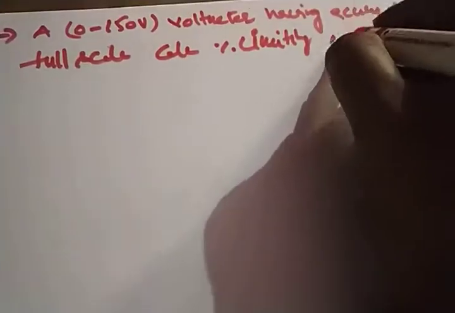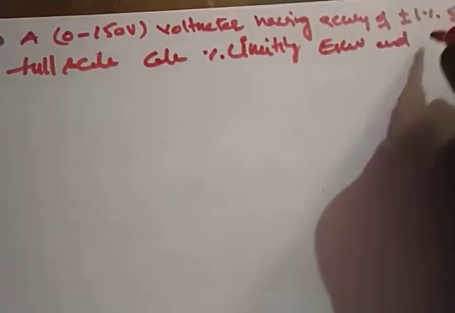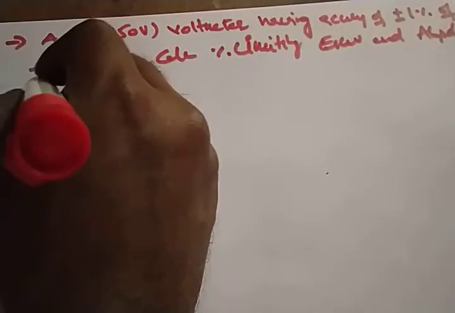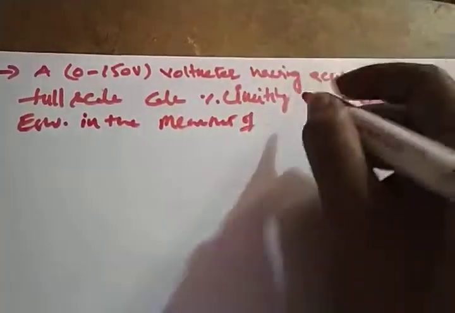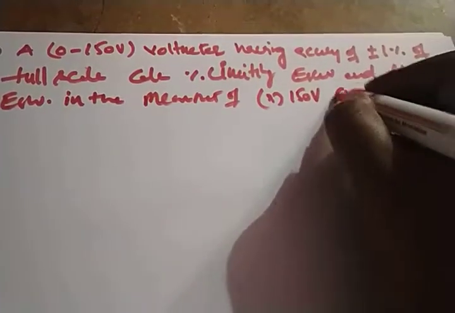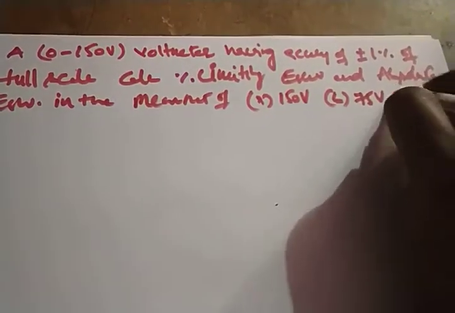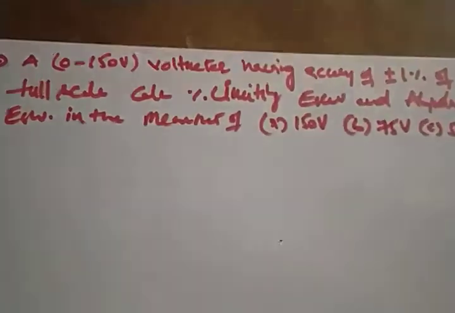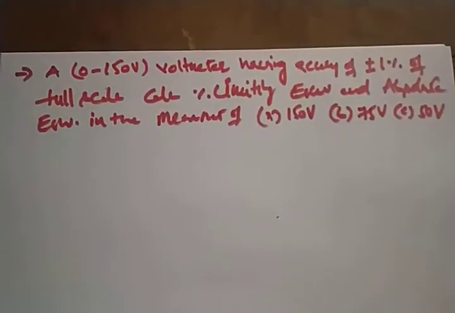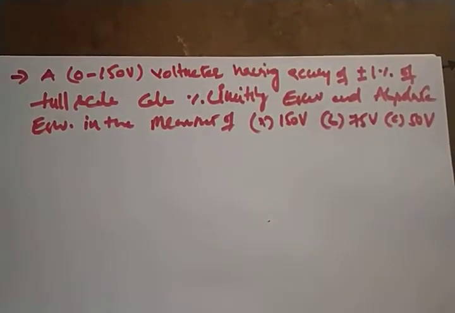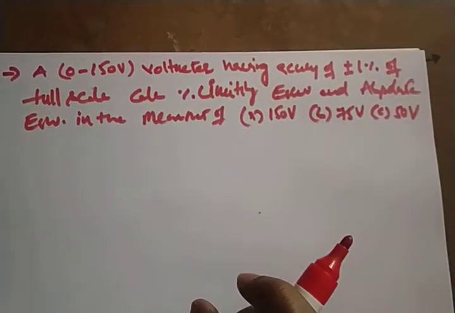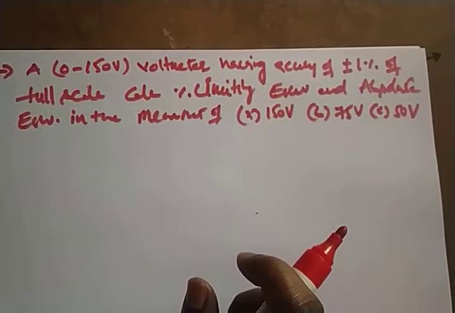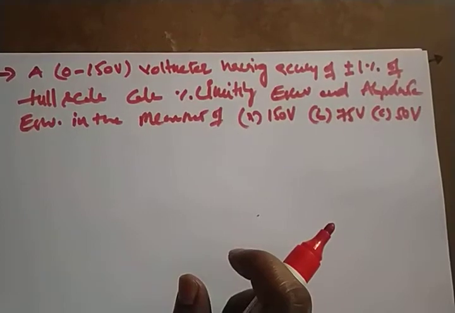Calculate percentage limiting error and absolute error in the measurement of A 150 volts, B 75 volts, C 50 volts. So these are the true values. A 0 to 150 volts voltmeter has an accuracy of plus or minus 1% of full scale. Calculate percentage limiting error and absolute error in the measurement of 150 volts, 75 volts, 50 volts.